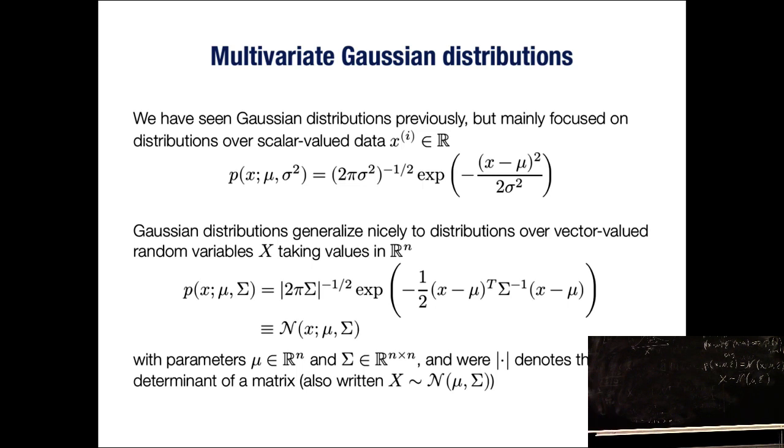Oh, and this bar here denotes the determinant of a matrix. That is equal to the product of its eigenvalues, for those that have seen that before, but not too important. It's just a constant that lets this thing integrate to 1.